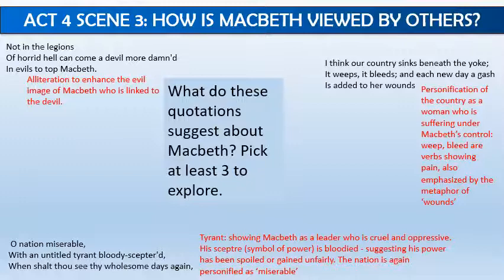O nation miserable, with an untitled tyrant bloody sceptred, when shalt thou see thy healthful days again? Tyrant, showing Macbeth as a leader who is cruel and oppressive. His sceptre, which is a symbol of power, is bloodied, suggesting his power has been spoiled or gained unfairly. The nation is again personified as miserable.